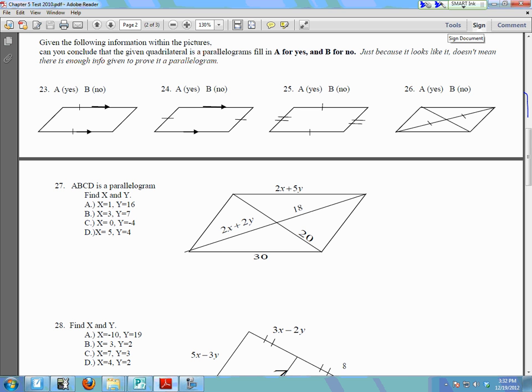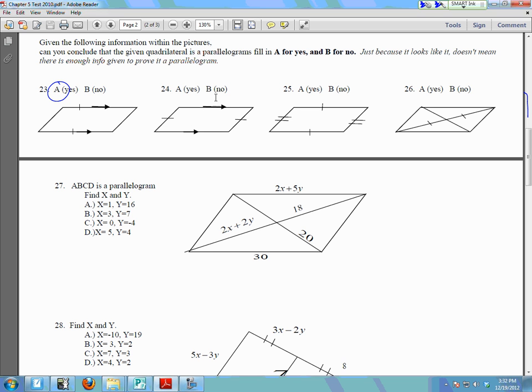Question 23 says, identify whether we know these figures to be parallelograms or not. We have a theorem that says if one pair of opposite sides are both parallel and congruent, then it is a parallelogram. So yes. That theorem says if one pair is both parallel and congruent.